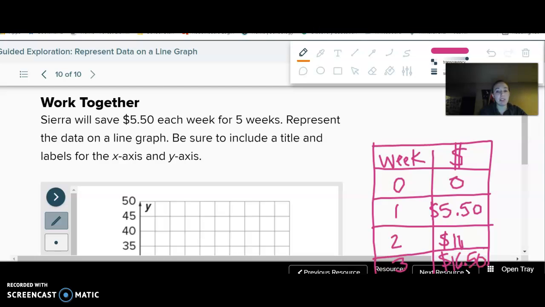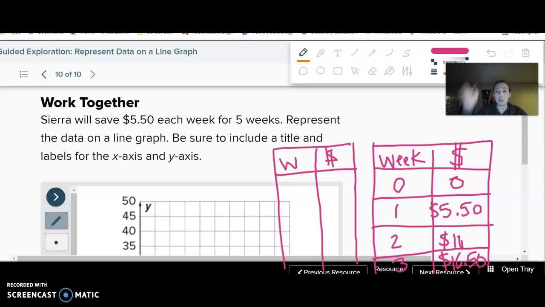All right, I'm going to be very not how I should do it and go over here. And again, we're in our week and our money. You just keep going below, all right? 4 weeks, we'd have $22. And then 5 weeks, $27.50. All right. Hopefully you have that data, or it's right there. So now I want you to pause the video and see if you can put that on the graph.